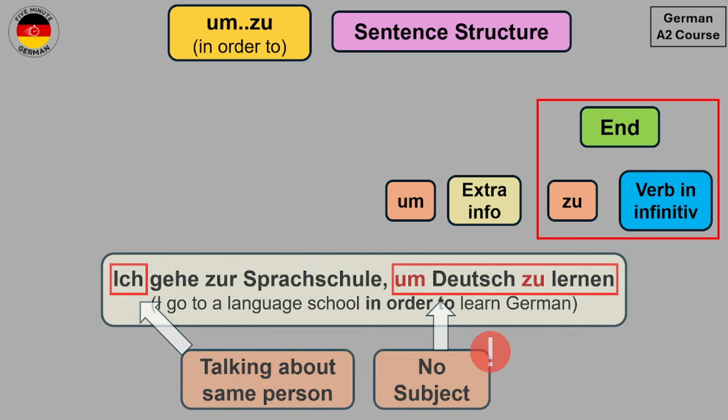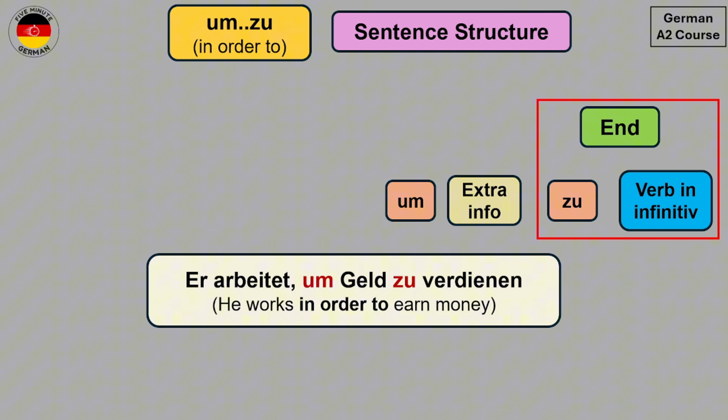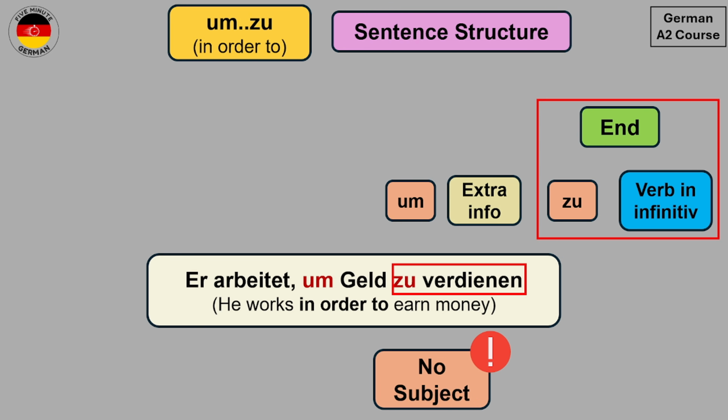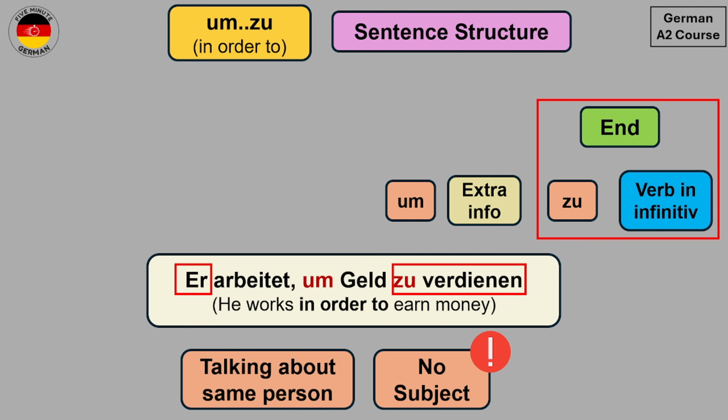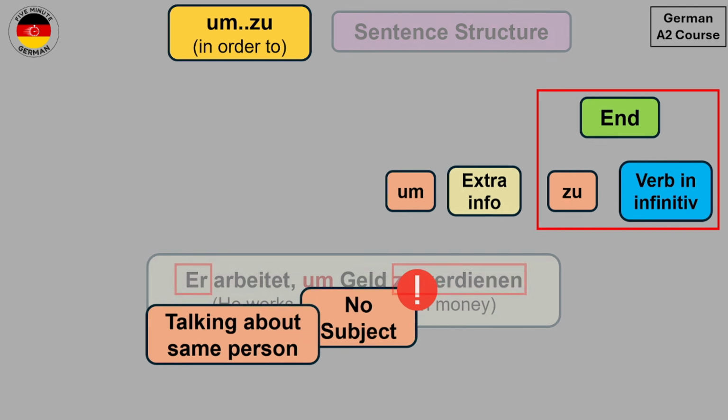Now let's take a look at another example. So we have the sentence, Er arbeitet, um Geld zu verdienen. He works in order to earn money. Now you see this also follows the same structure. So in the Nebensatz, after the comma, we start with um, then we have some extra info, which is Geld in this case, and at the end we have zu followed by the verb in infinitive, which is verdienen, which means to earn. And you see over here, we also don't have any subject in the Nebensatz because we are talking about the same person. Let's take some more examples.